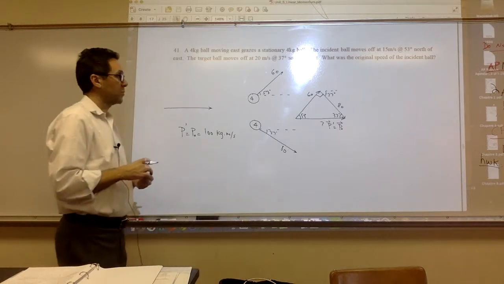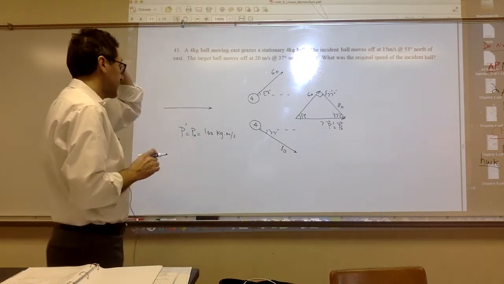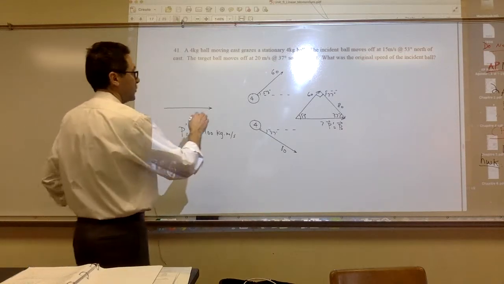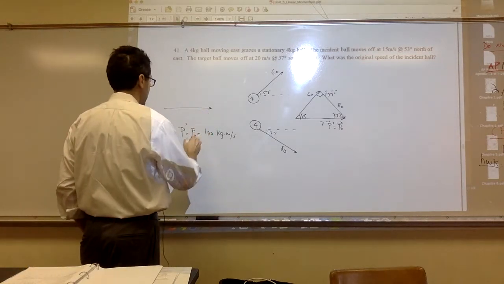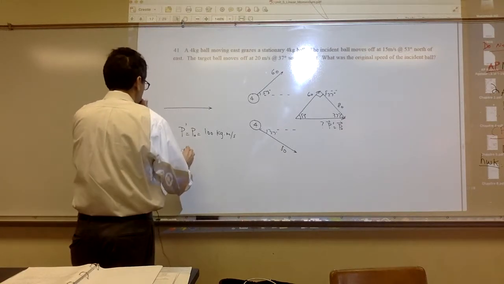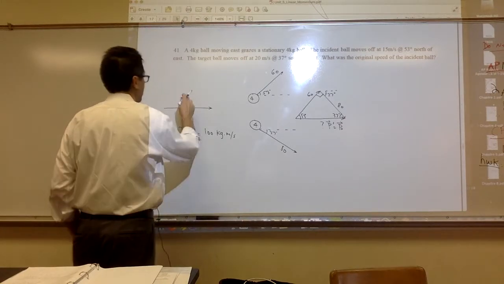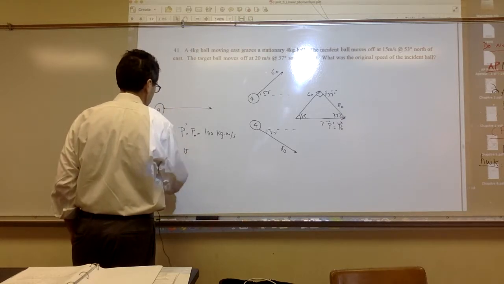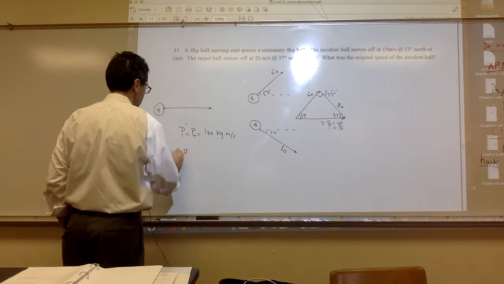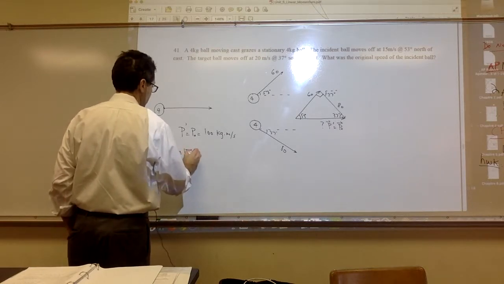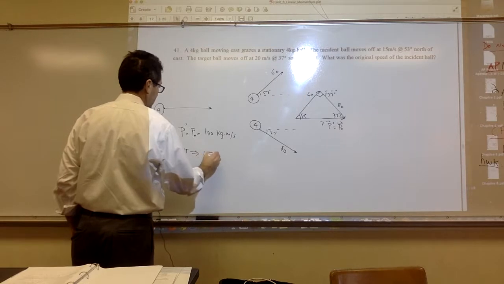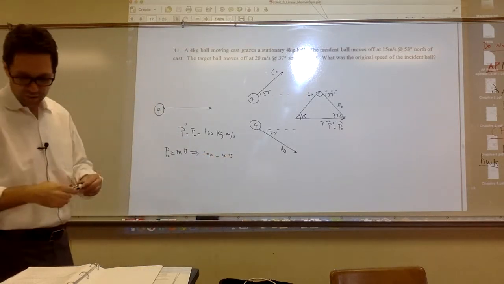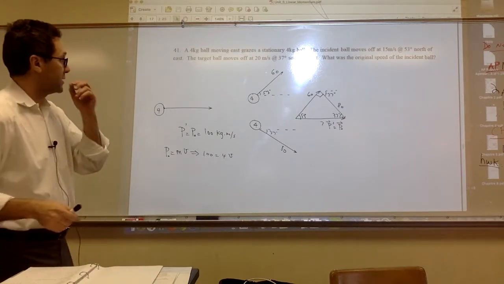That's a special triangle, right? A 6, 8, 10. And then we can find the velocity of this ball here before the collision. It's just going to be P0 equals MV. So this is going to be 100 equals 4 times V. So V is 25 meters per second in the east direction.